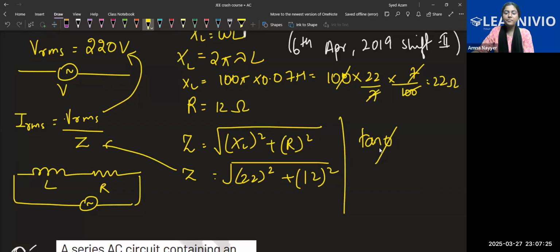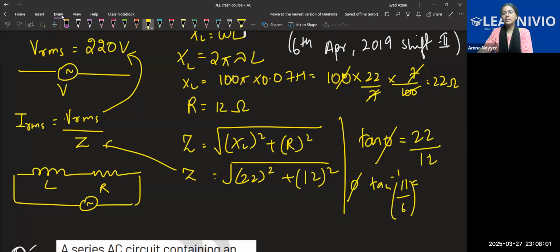For that, the phase angle is also asked. Tan phi. How should we calculate tan phi? Upasna, you want to try? Phi is tan inverse XL by R. Yes, very good. This is XL by R, 22 by 12. So this will be tan inverse 11 by 6, the whole phase angle. Okay. Write it, please.